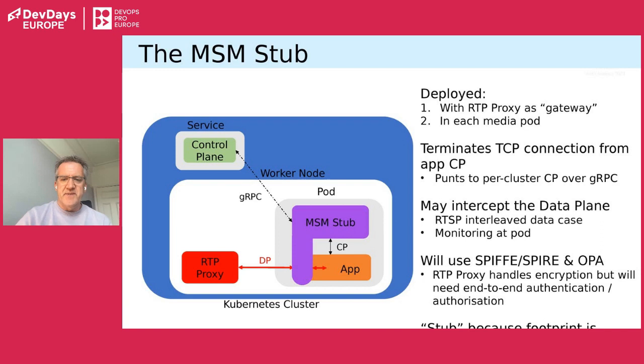We'll also look at things like SPIFFE Spire, policy, Open Policy Agent, etc. Basically, we plan to encrypt everything through the network from the proxy, but what we still need to do is end-to-end authentication and authorization.